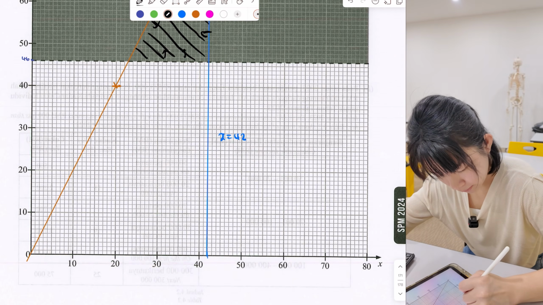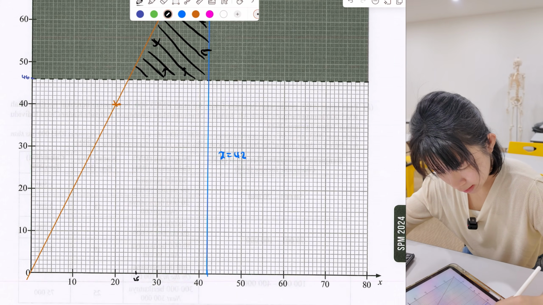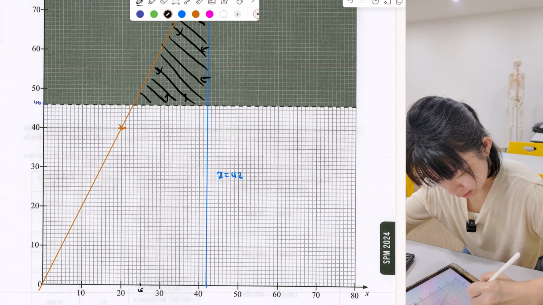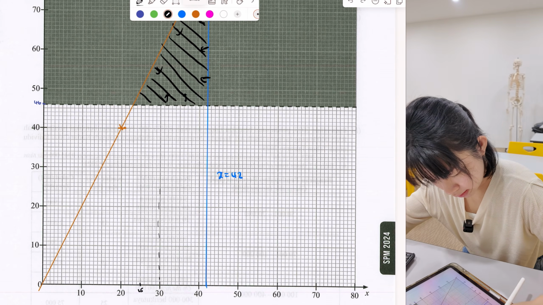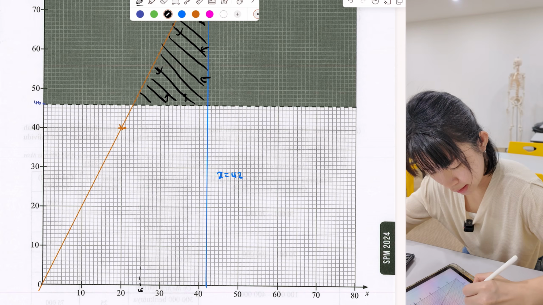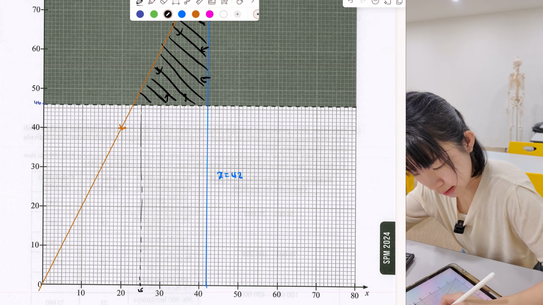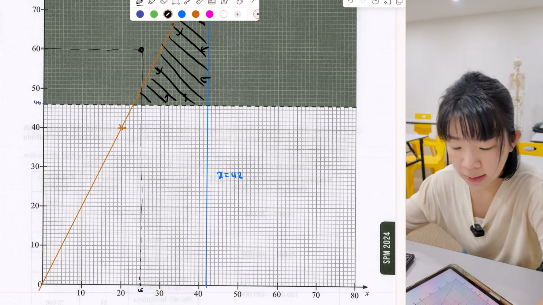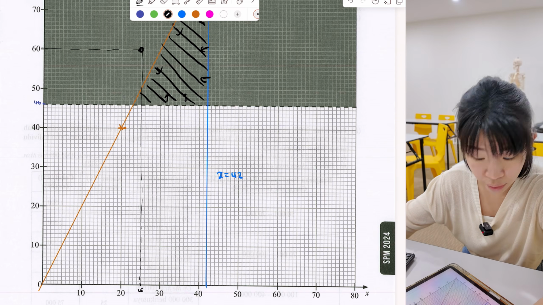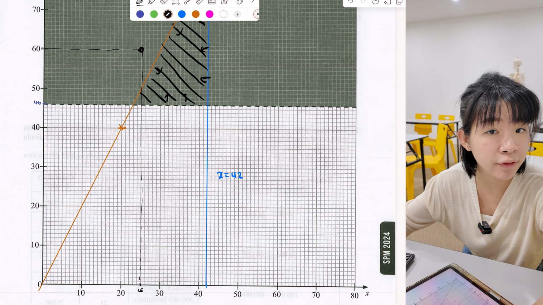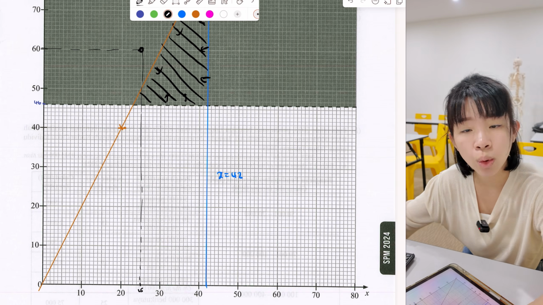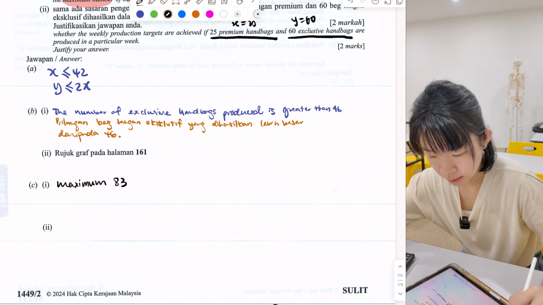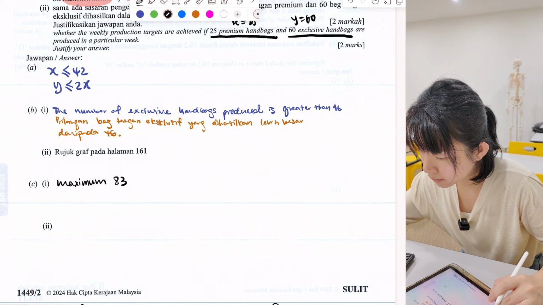25, 60. 25, go up all the way, and then 60. So 25, 60 is actually here. It's actually out of the shaded region. So do you think it is possible to achieve? The answer is no. So let's write down and justify the answer.